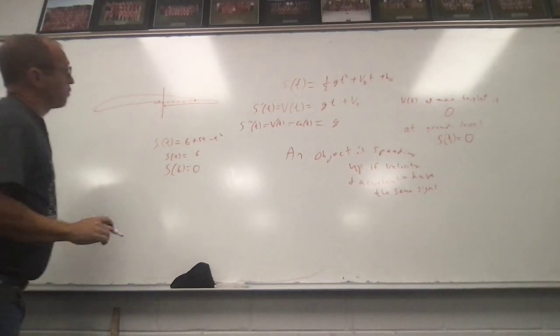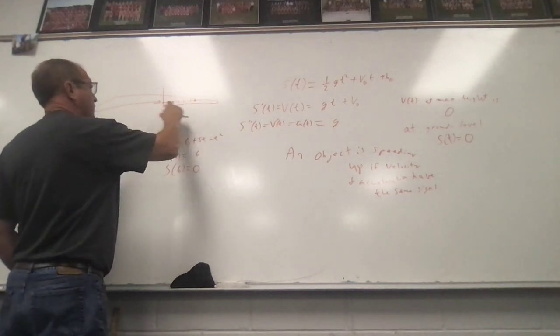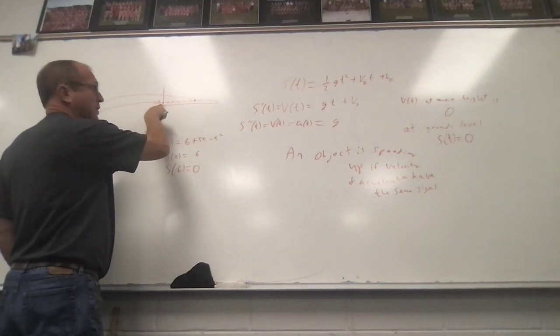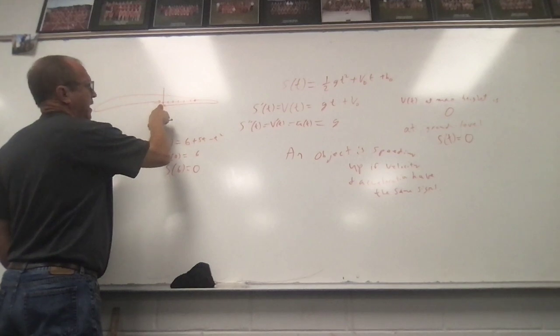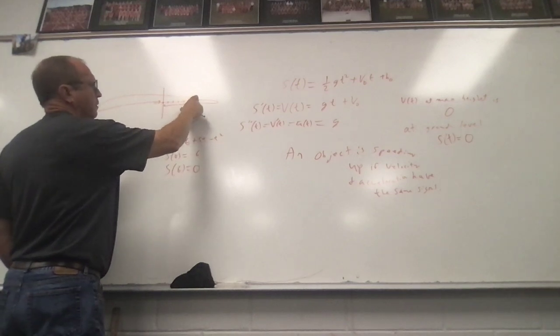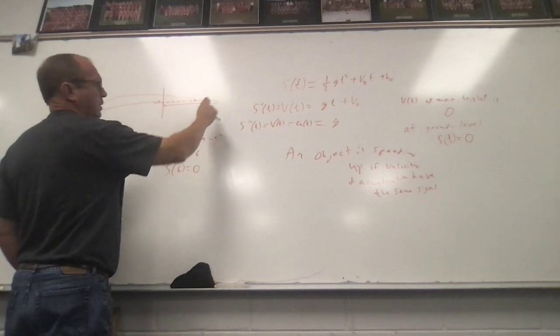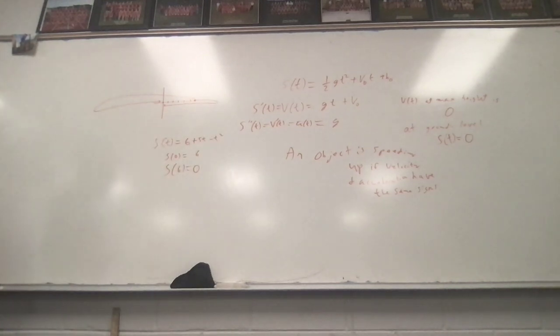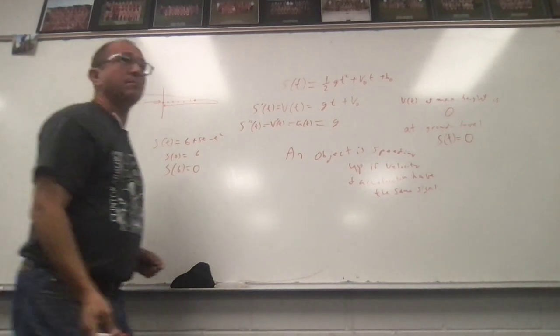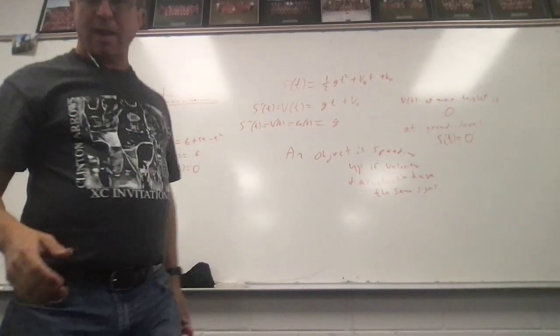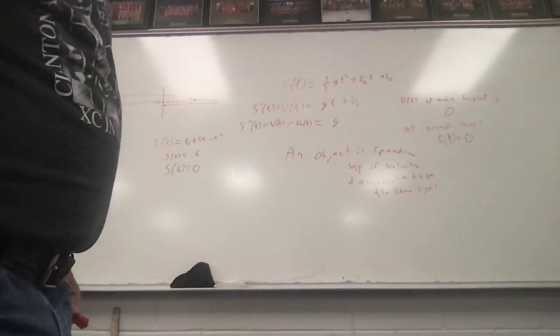But in order for an object to be the farthest away from the origin, one of two things had to happen. It's either at the end point or it's at one of these points here. Now, how can we figure out what this point is right here? That's where we change directions, right? What happens where we change directions?